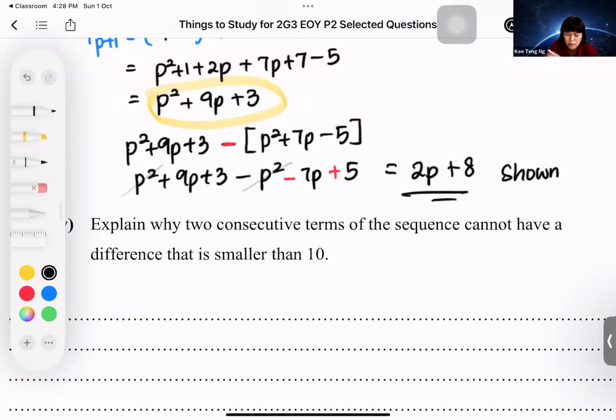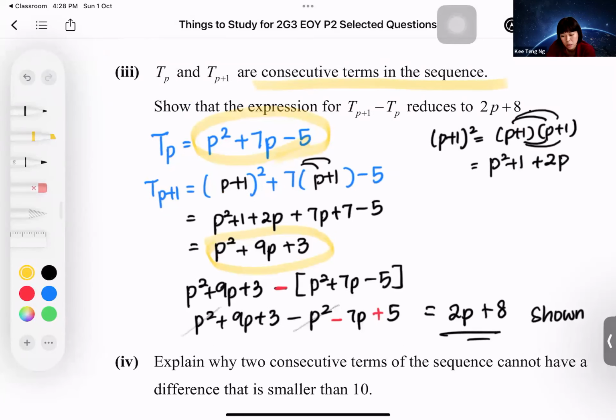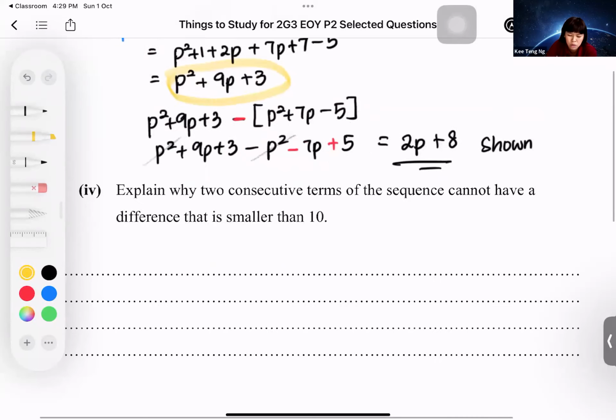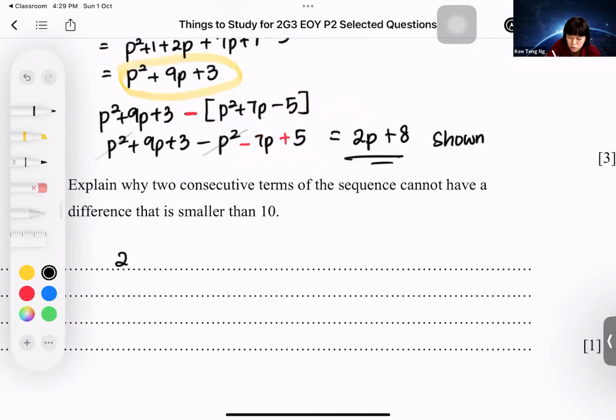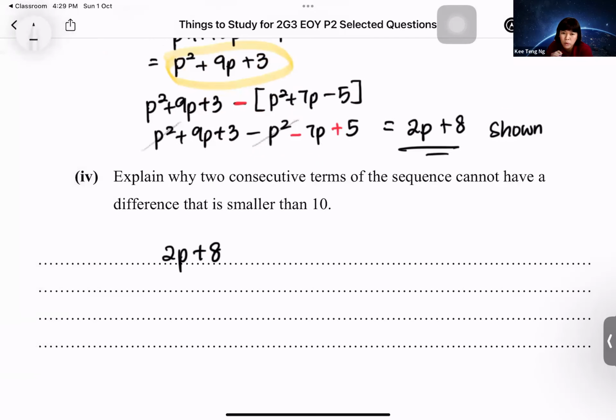All right. Then explain why two consecutive terms of the sequence. What's two consecutive terms of the sequence? Didn't we just find two consecutive terms of the sequence? The difference of two consecutive terms of the sequence is 2p plus 8, right? So the two consecutive terms of the sequence cannot have a difference that is smaller than 10. What is the smallest possible value of p? Any sequence will start with the number 1, right? Term 1. So the smallest possible is actually 1.